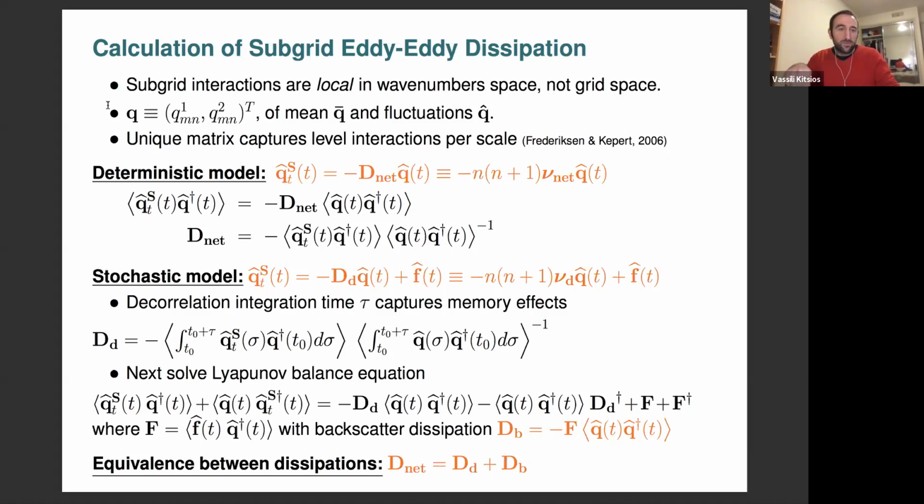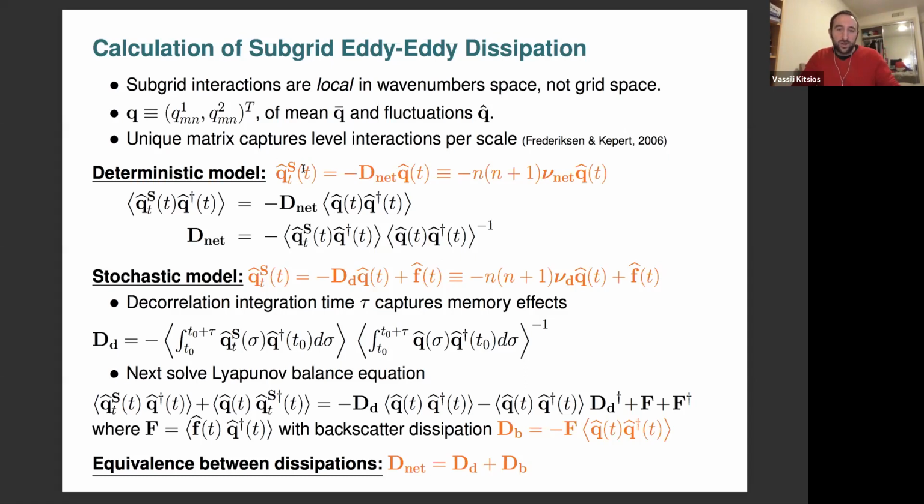So for this particular atmospheric application, I'm defining bold Q as being a 2-element column vector, where this is Q for the wave number pair m, n at level 1 and Q at level 2. We're also decomposing this into its mean and its fluctuating component, denoted by the hat here. So we have a unique subgrid model, if you like, for every wave number pair. For the deterministic model, this is a simplified version of the stochastic model here, but we'll just explain the way the deterministic model works first because it's a bit simpler.